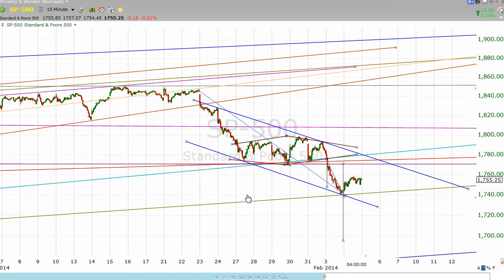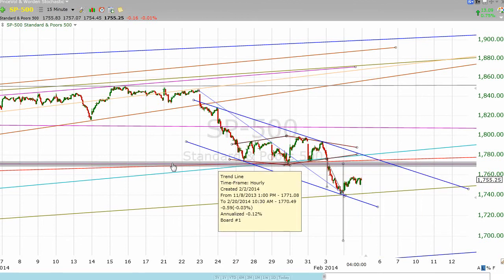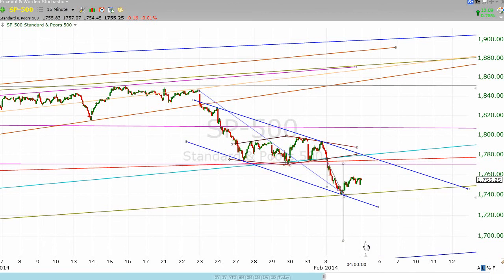I remind you, this little diamond pattern, we got our downside target done with as far as the target from this small pattern goes. If we are really serious about this being a head and shoulders top, then we've got a ways yet to go. As a matter of fact, we got a target of roughly 1698 from this top.